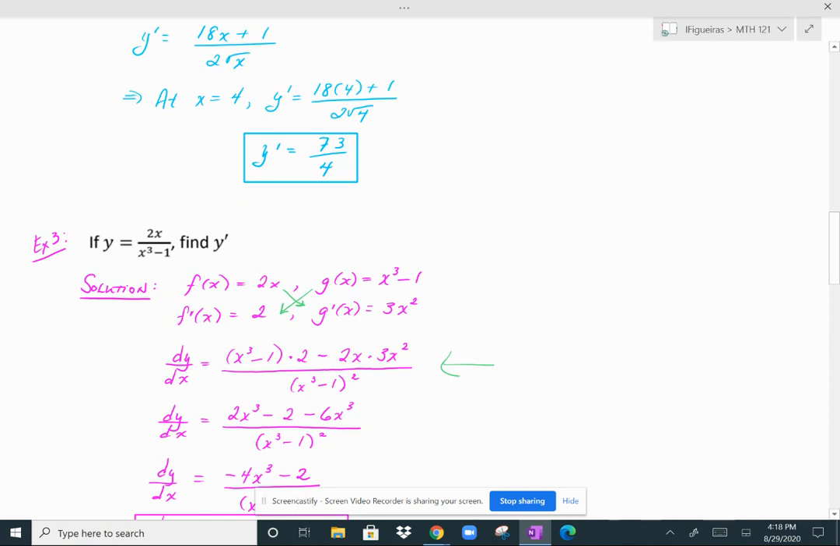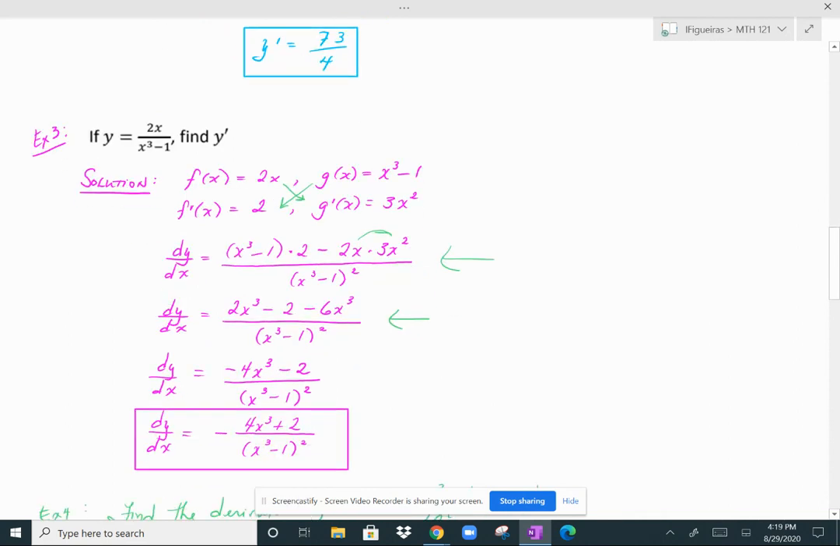So we can simplify this numerator. So I distributed the 2 to the x cubed minus 1. And I also multiplied these two. So you get 6x cubed. So then you can see that you have like terms. So 2x cubed minus 6x cubed becomes negative 4x cubed minus 2 over x cubed minus 1 to the second power.